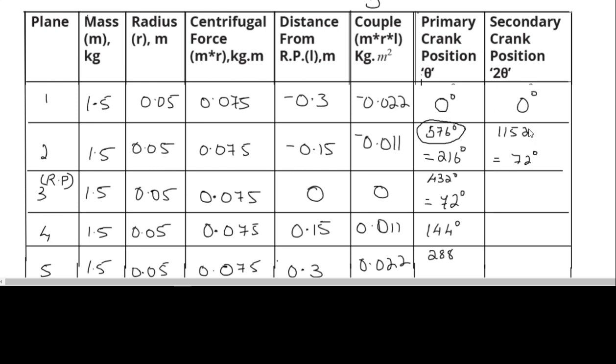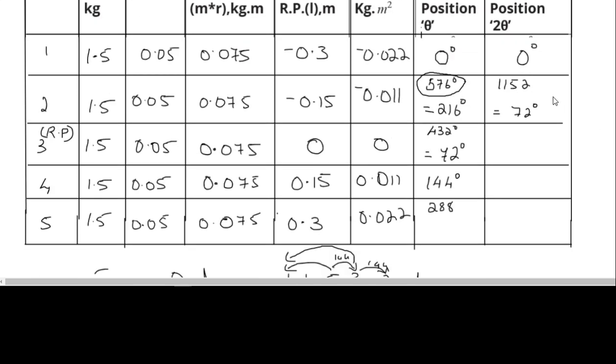1152 divided by 360 will give you 32. So 32 times full rotation will happen. After that it is 72. So we can draw it as 72 degrees. And 432's double will be 864, and the angular position of 864 will be actually 144. You can divide 864 by 360, and the remainder will be the 144.